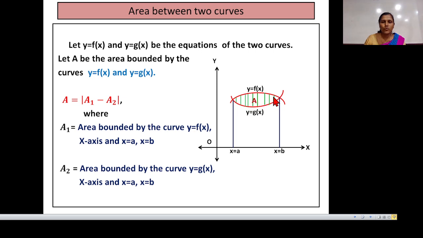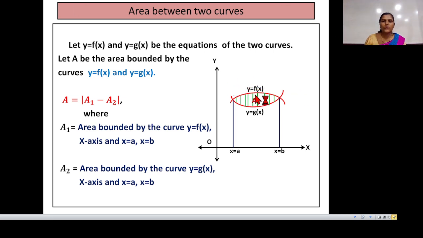So this shaded portion is your capital A, and now we will discuss how to find this capital A. In this case, whenever your area is the area between two curves, you will find your answer with this formula: A is equal to mod of A1 minus A2, where A1 is the area bounded by the curve y is equal to f of x between x is equal to a and x is equal to b, and A2 is the area bounded by the curve y is equal to g of x between x is equal to a and x is equal to b.